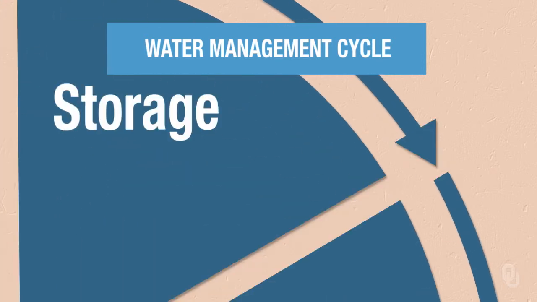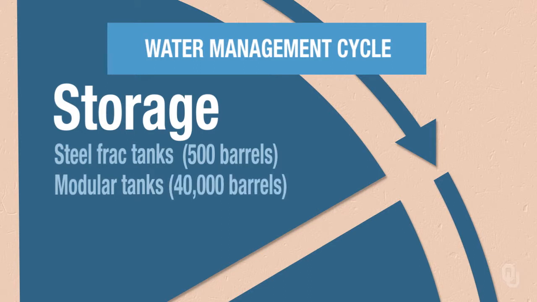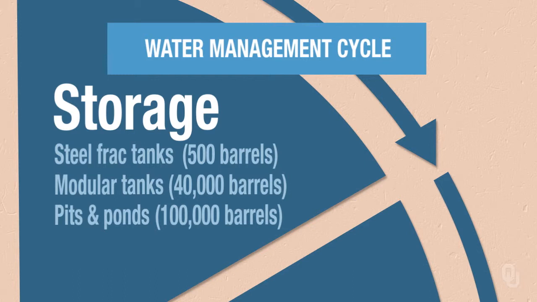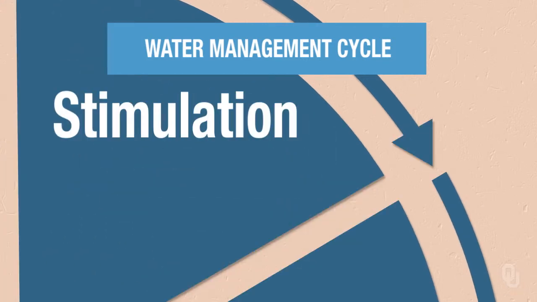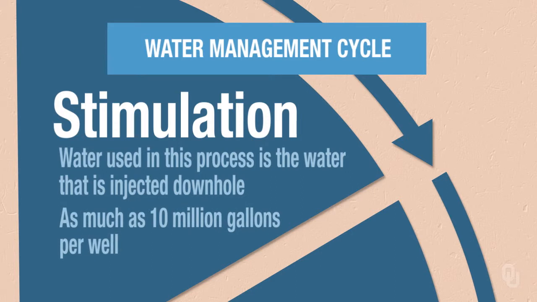Water storage, this is on-site. This is done in steel frac tanks, which can hold 500 barrels, modular tanks, which can hold up to 40,000 barrels, or pits and ponds, which can hold up to 100,000 barrels of water. Moving into the stimulation part of the cycle, water used in this process is the water that's injected downhole, and as much as 10 million gallons can be used in a well.